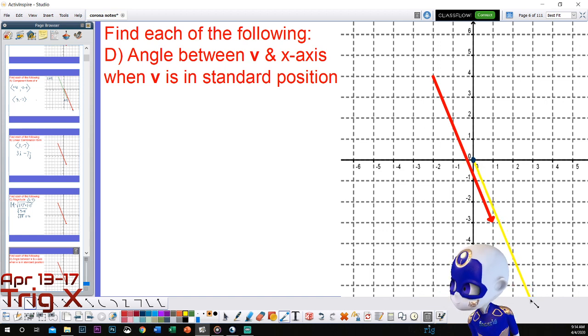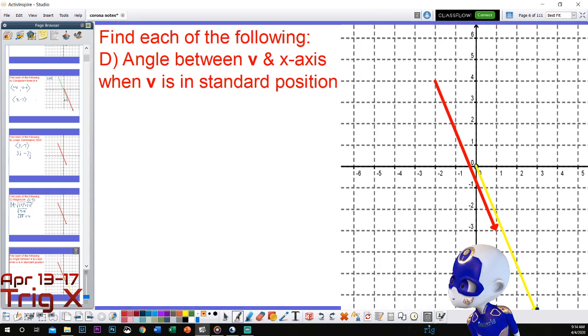Alright, there it is. Sorry about the color. You're going to have to deal with yellow. So that's our new vector. I want to find the angle between here and the x-axis. So just take a guesstimate. What would this angle be?